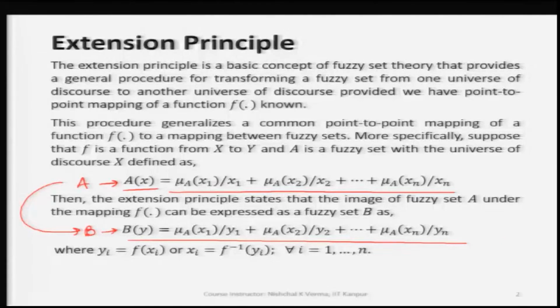And then these small yi, that means y1, y2, y3 and so on till yn, can be found by substituting the xi values, that means x1, x2, x3, x4 and so on, in f(xi). That means we use the mapping function to convert the generic variable x into y. This can also be written like this: xi is equal to f inverse of yi for every i equal to 1, 2, 3, 4, 5 and so on up to n.